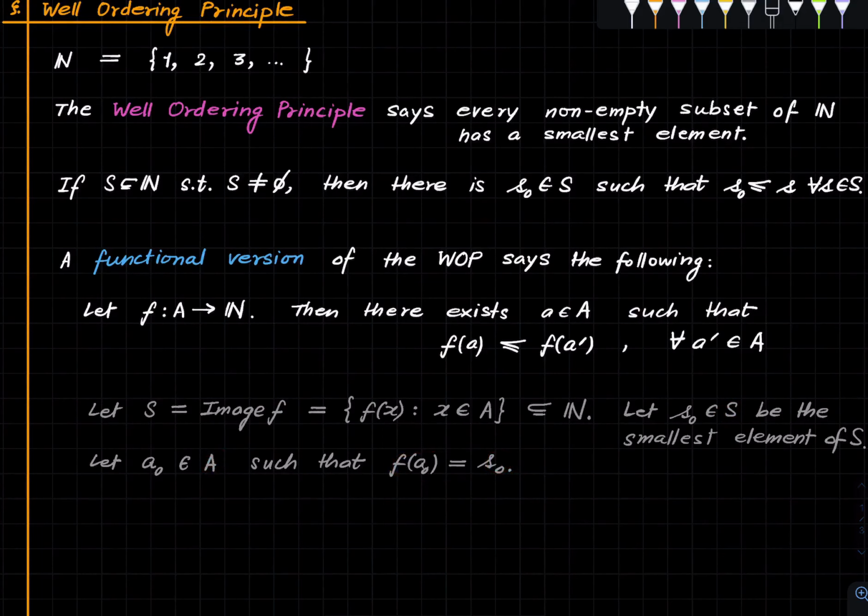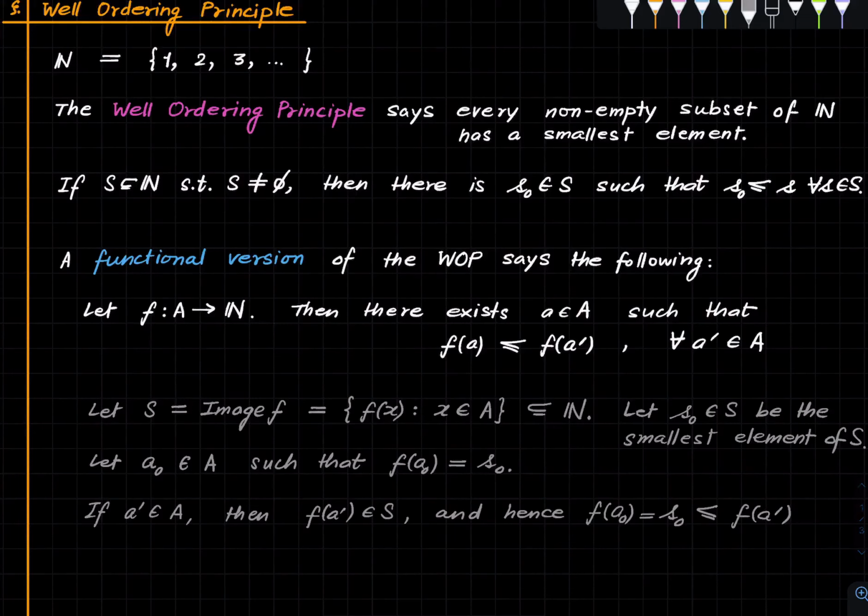Now if a prime in A is arbitrary, then f(a prime) is of course in the image set, and hence s naught is at most f(a prime), because s naught was the smallest element in the image set, but s naught is nothing but f(a naught). And that's it. That proves this functional version. We have found a point a naught in the domain, which satisfies this inequality for all a prime, because a prime here was arbitrary. This is for all a prime in the set A.